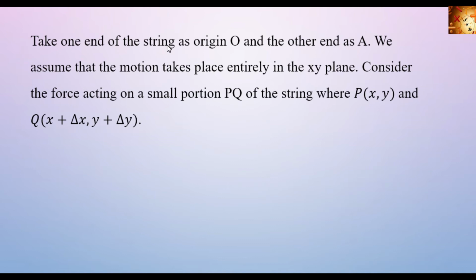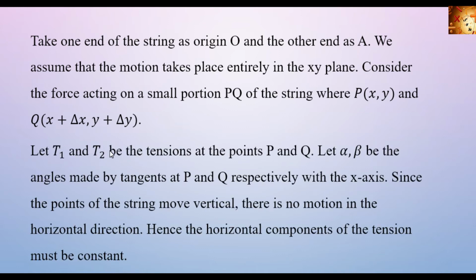Here we are taking one end of the string as origin O and the other end as A, and we are assuming the motion of the string takes place in the xy plane. Consider a small portion PQ of the string where P is (x, y) and Q is (x plus delta x, y plus delta y), and T1 and T2 are the tensions at the points P and Q, and alpha and beta are the angles made by tangents at P and Q with respect to the x-axis.